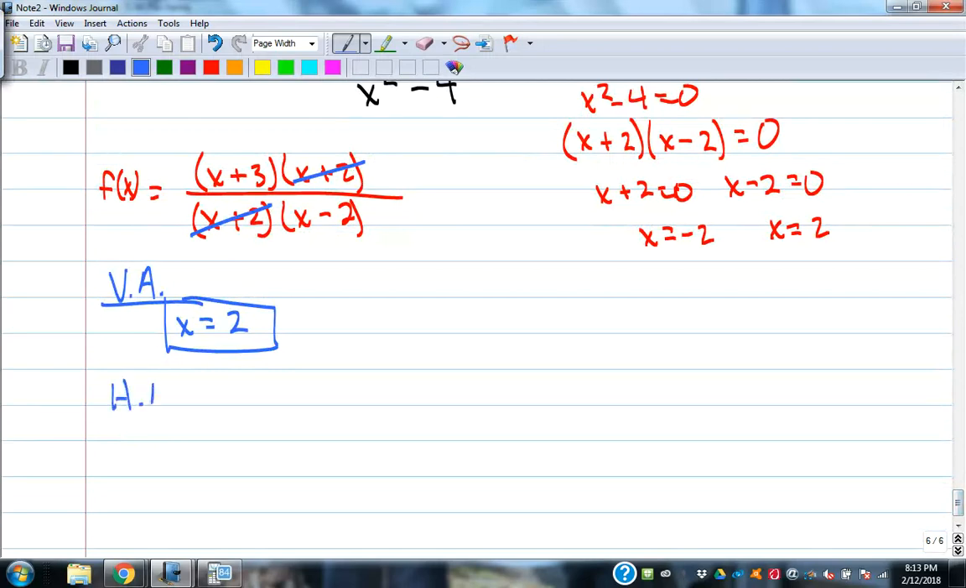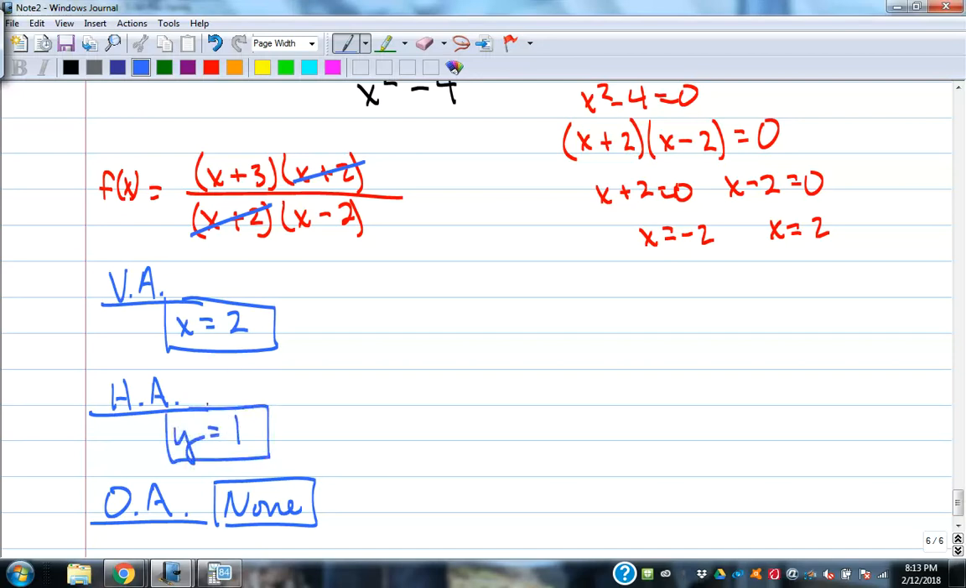What about horizontal and oblique? We've got to decide based on what we've got. Horizontal where? So y equals 1/1, right? y equals 1. We also have a hole at x equals -2 because of that cancellation. That's just a little bonus information for you. Anytime you have a factor that cancels out, whatever that factor was equal to 0, there's a hole at that x value. And you could find the y value that goes with it by plugging that in if you needed to.